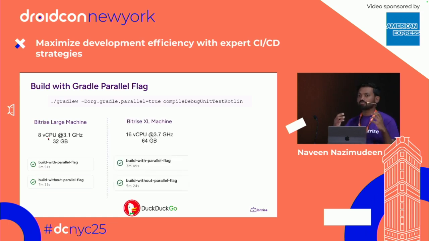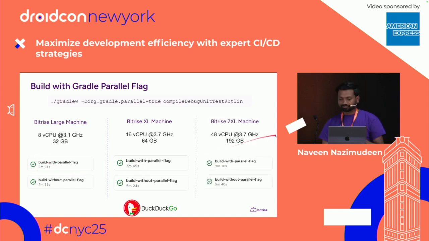Let's try it on a bigger machine, which is a Bitrise Excel machine, which has 16 vCPU and 64 GB RAM. You can compare the timing here. It was 6 minutes, 51 seconds versus 3 minutes, 49 seconds here. So I tried with our largest machine, which has 48 vCPU and 192 GB RAM.